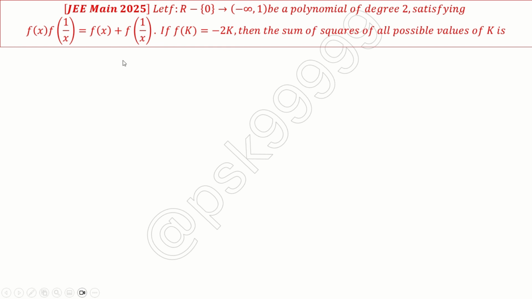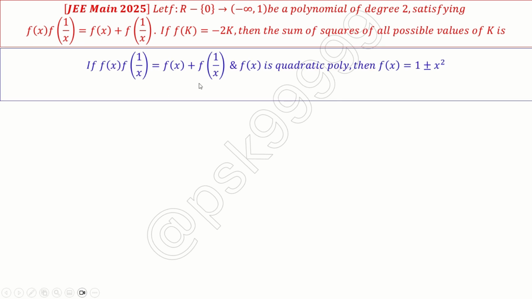Once you look at this one, something should strike you. You should remember this one always. If any function satisfies this equation and f(x) is any polynomial, then if it is quadratic, f(x) is equal to 1 plus or minus x to the power 2. If it is of degree n, then f(x) is equal to 1 plus or minus x to the power of n. So this you should remember. If you remember this, then this problem is very, very easy.